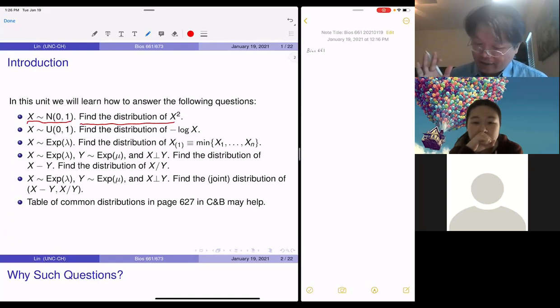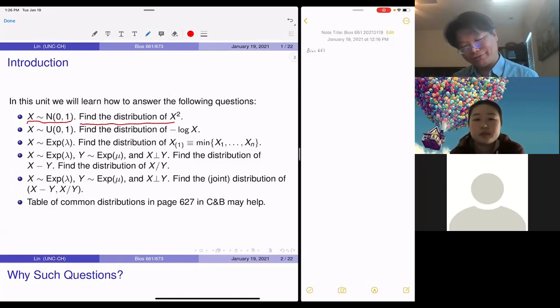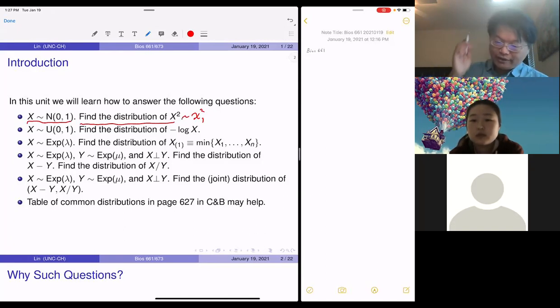Okay, if you don't know it right now, it's okay. But if you don't know it right now, you possibly need to pay an extra effort in this class. After this one, you are going to know that it's chi-squared. You are going to know that if X is normal(0, 1), X squared is going to follow chi-squared with 1 degree of freedom. Okay? Then I will teach you how to derive it. But you may know that already.